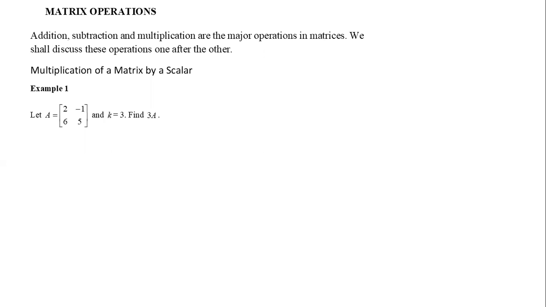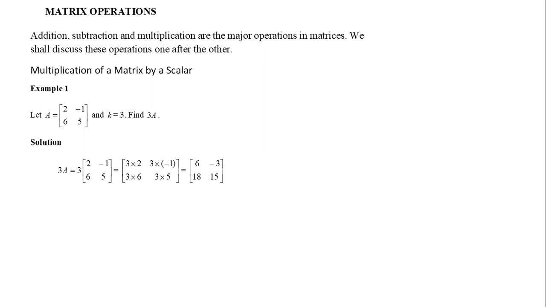And we have a constant K, which is equal to 3. Then we want to use that K to multiply A. That is, we want to find 3A. Then this is how it will look. Look at the solution. We are going to use that 3 to multiply the whole matrix A. That 3 will multiply each of the elements of matrix A.